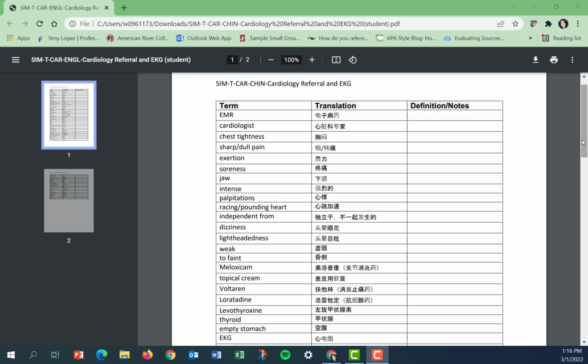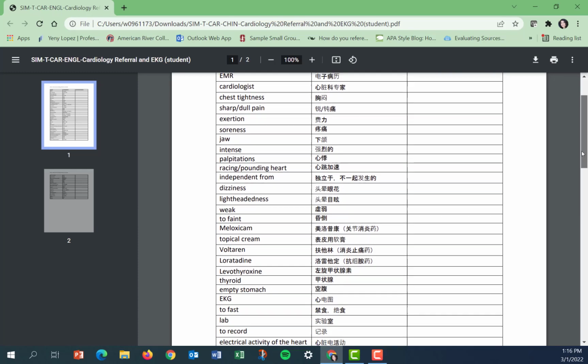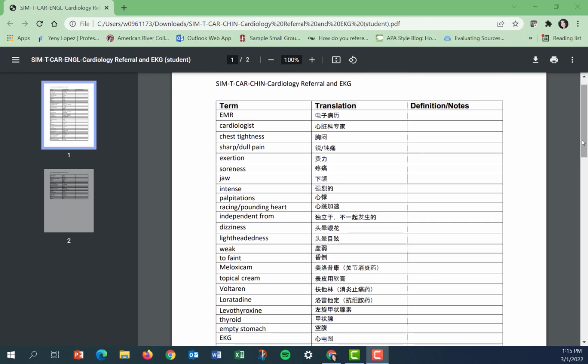When you are done, go back and take a look at the ones you were not sure about or ones that you did not know how to say in your language of service. Study them, learn them, and then start with the simulated session. EMR. A hint for number 1 is EMR is electronic medical record. Cardiologist. A hint for cardiologist is the doctor that specializes in the heart.